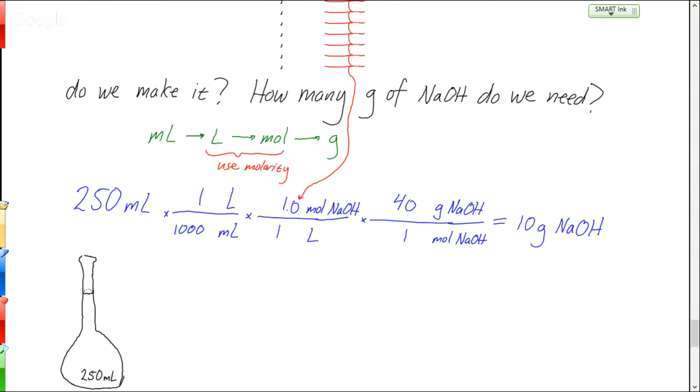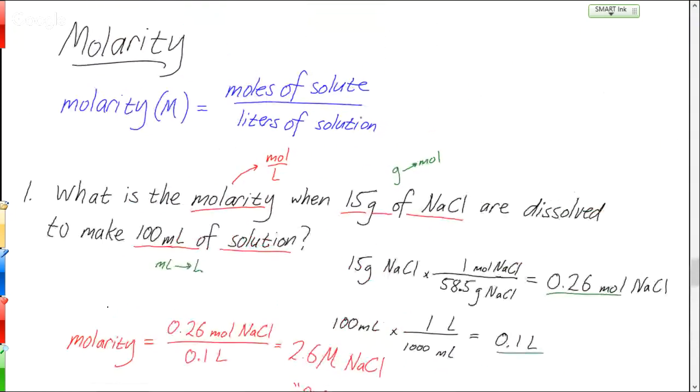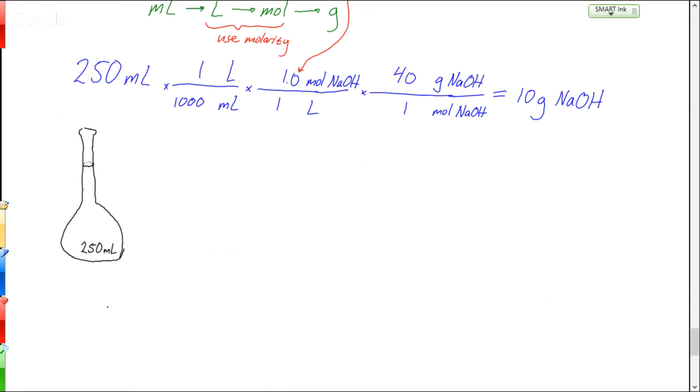Because remember, our molarity is moles of solute per liters of solution. So that doesn't mean you take 10 grams of sodium hydroxide and mix it with 250 milliliters of water, because that would be volume of solvent, not volume of solution. If you want the volume of the whole solution, you put your 10 grams of sodium hydroxide in there, and then you fill it up with water until it gets just to that line. Once it's just to that line, you know you have 250 milliliters of total solution.